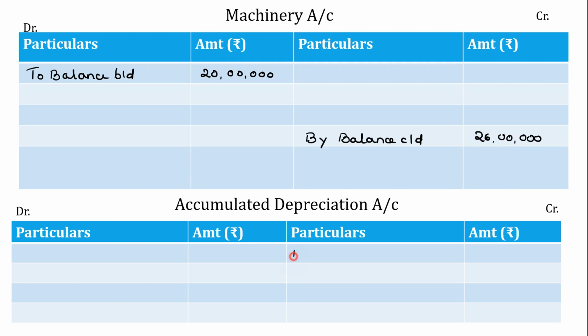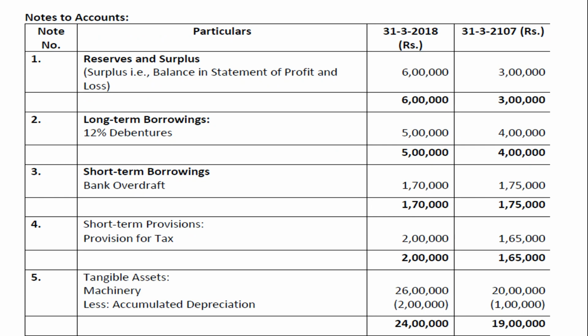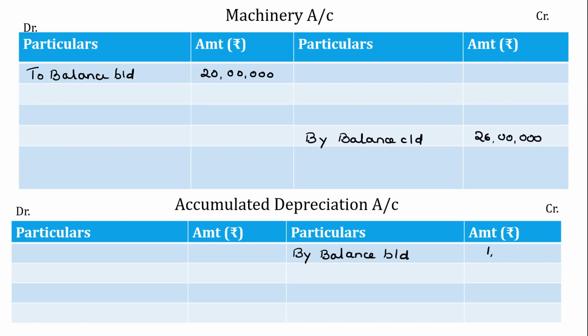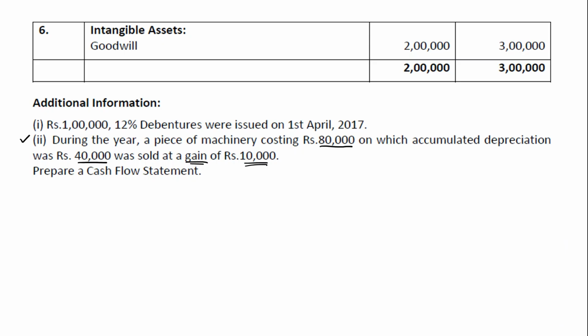Prepare the accumulated depreciation account. The opening balance would be on the credit side, by balance brought down. The amount was 1 lakh. So put it there, 1 lakh. And the closing balance would be written on the debit side, to balance carried down 2 lakh. So the information extracted from the balance sheet has been fed in here. Next, we are going to consider this information. For this information to be fed in, let us do some calculations here. The cost of machinery which has been sold, they have given as 80,000.